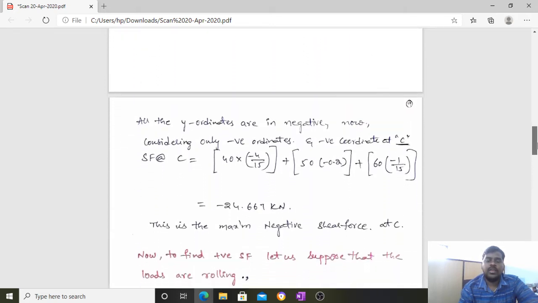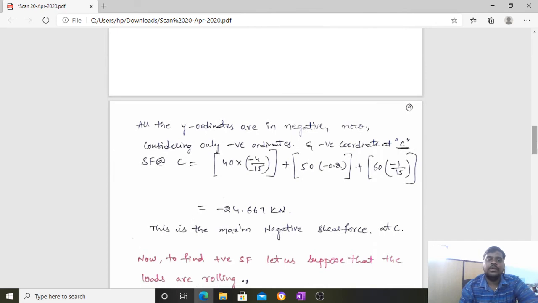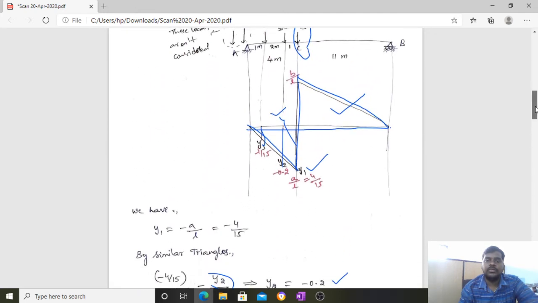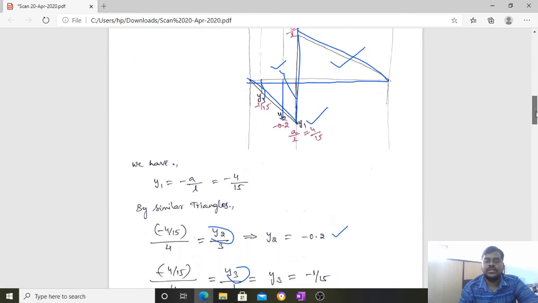Next, all the y ordinates are negative. Now we have to consider only negative ordinates and the negative coordinate at C. So as usual, to find the shear force, we know that 40 into minus 4 by 15 plus 50 into 0.2 and 60 into minus 1 by 15. So what are these 40, 50 and 60? These are the loads from the influence line diagram as usual.